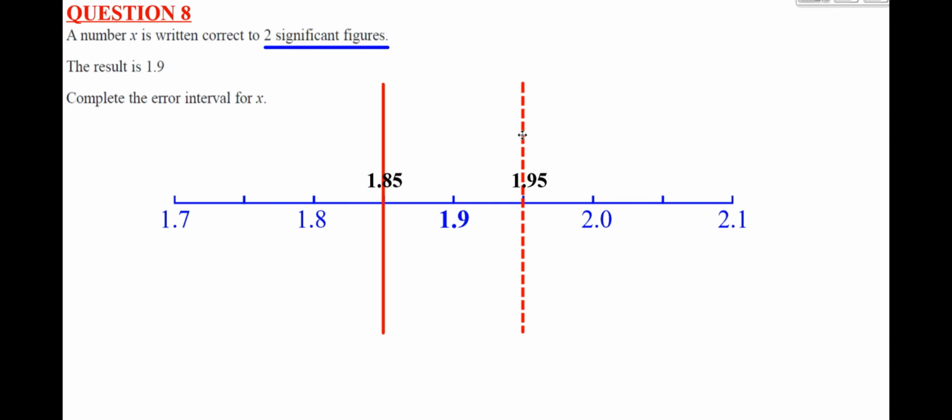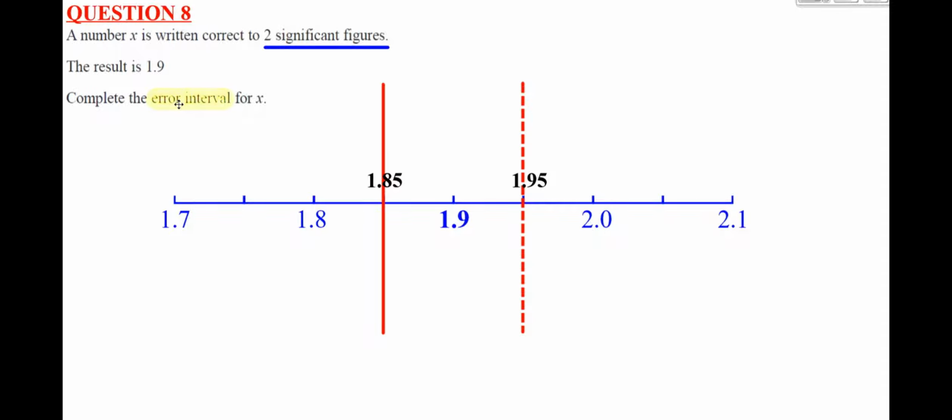You can be as close as you want to this line, but never quite touch it. Whereas 1.85, you can actually have that value, and that's fine. That's why this is a filled-in line, to emphasize that 1.85 is allowed. It's an allowed limit. 1.95 is a dashed line, which signifies it's a limit we're not allowed to actually touch. So the number, before it was rounded, must have been in between these two boundaries. So the error interval is between 1.85 and 1.95.